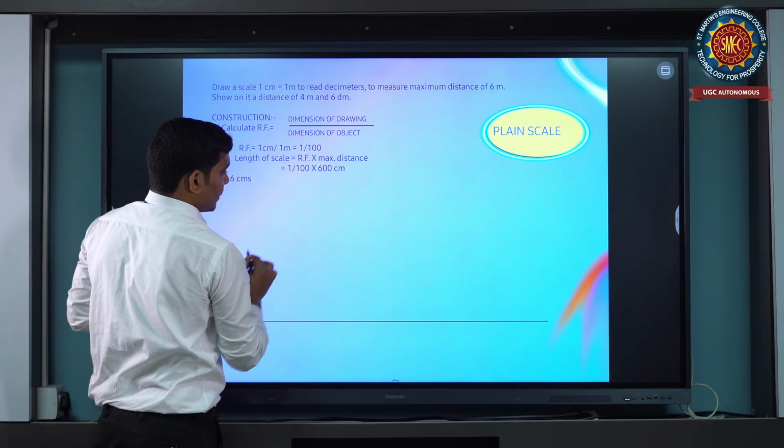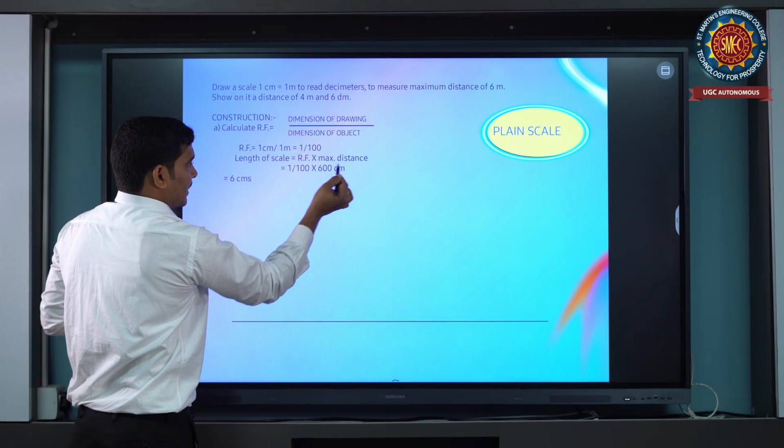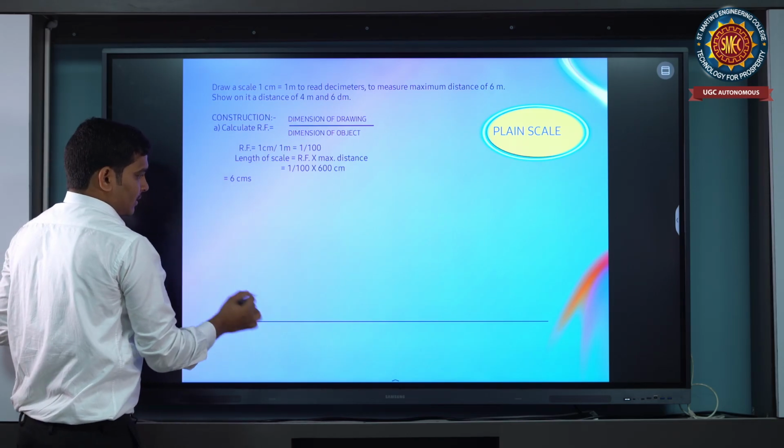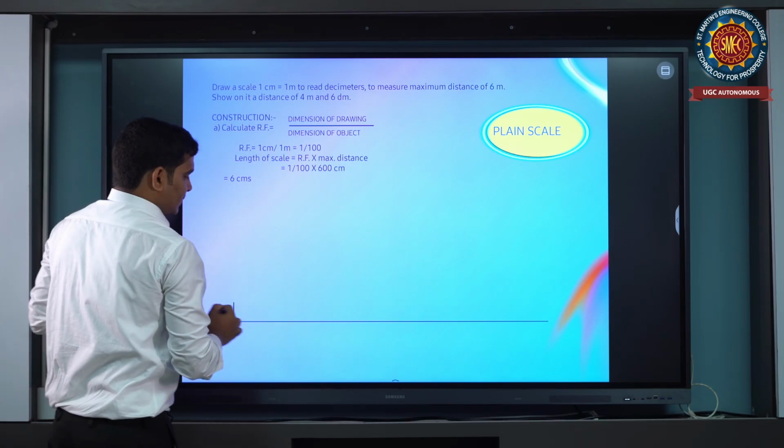1 by 100, so we will get 600. The 100 gets cancelled. 1 by 6 equals 6 kilometers, so the length may be given as 6 centimeters.